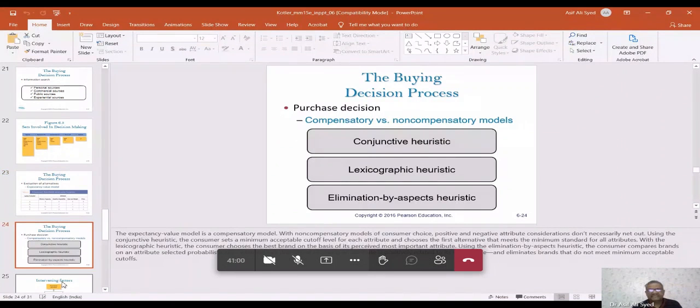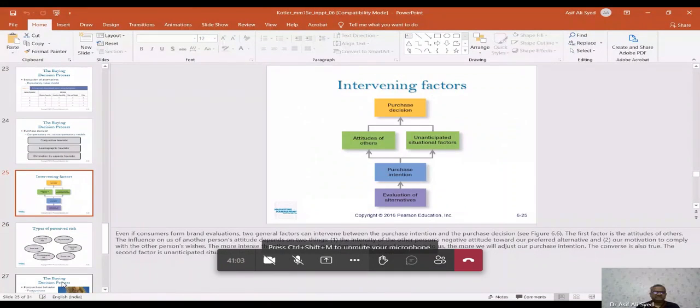Then there are certain other factors which are called intervening factors. These intervening factors start with evaluation of alternatives, that is, what are the different alternatives that you have, and on the basis of these alternatives you form a purchase intention. And then when you have made an intention, you are also influenced by the attitude of others, what others are thinking about the purchase decision that you intend to make. And then there are unanticipated situational factors.